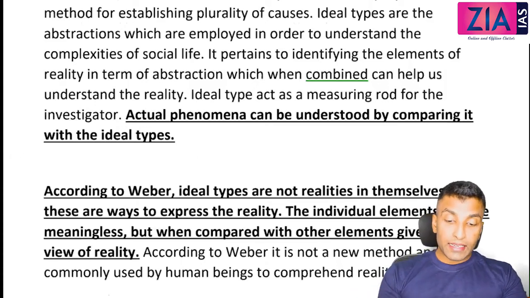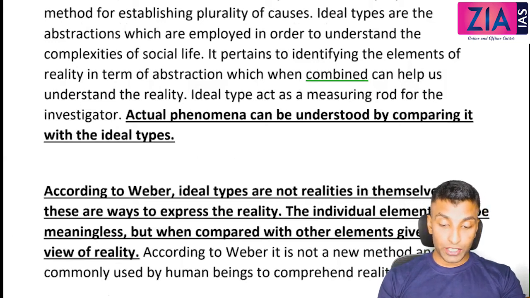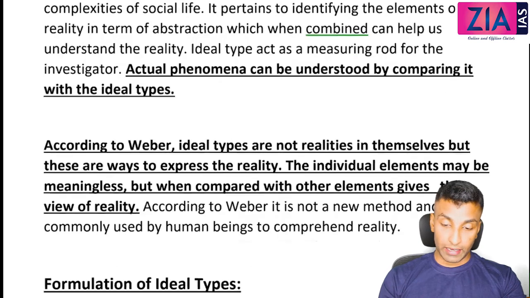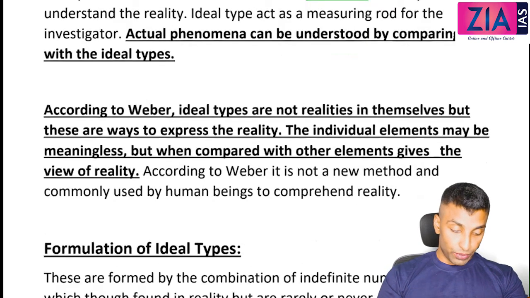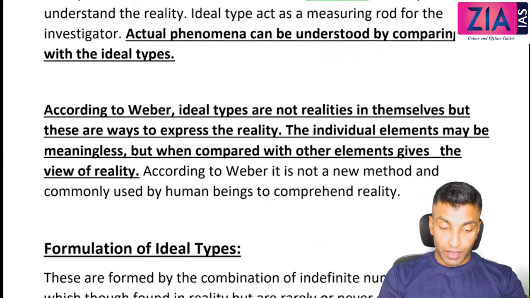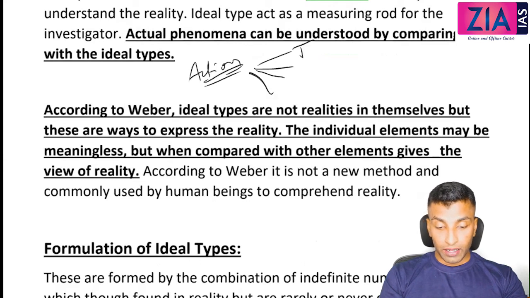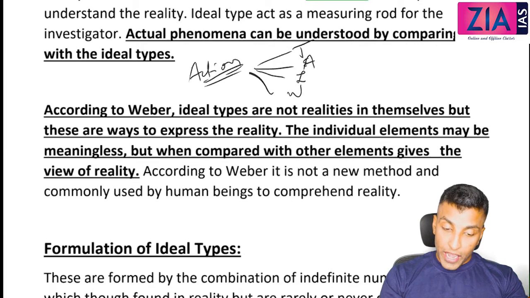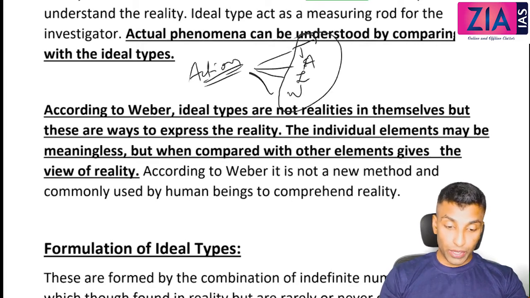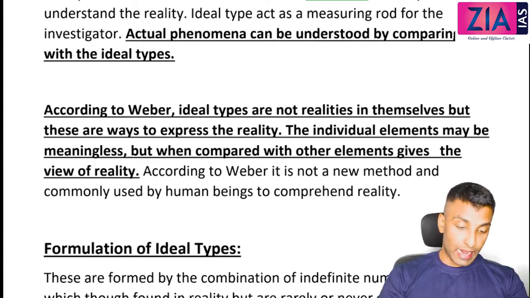Ideal type acts as a measuring rod for the investigator. Actual phenomena can be understood by comparing them with the ideal types. Okay, so actual phenomena, that means when you need to understand a particular action, what you need to do is compare it with any of the four: traditional, affective, Zweckrational, Wertrational. Compare it with any of these four. That's how you can actually understand that action.